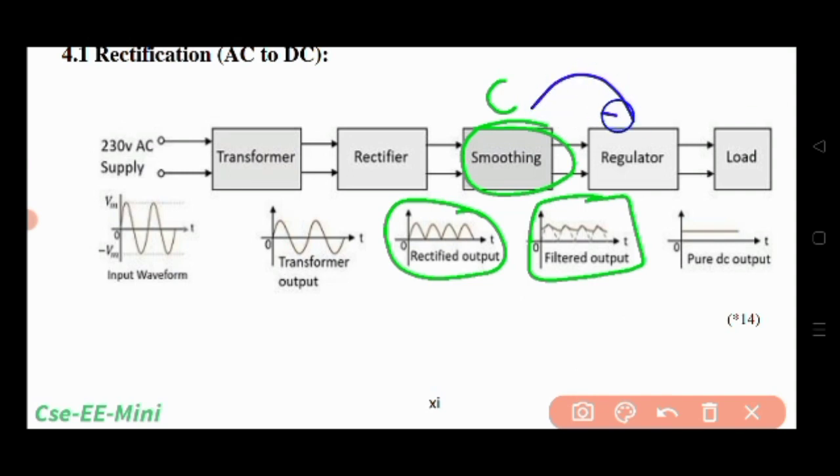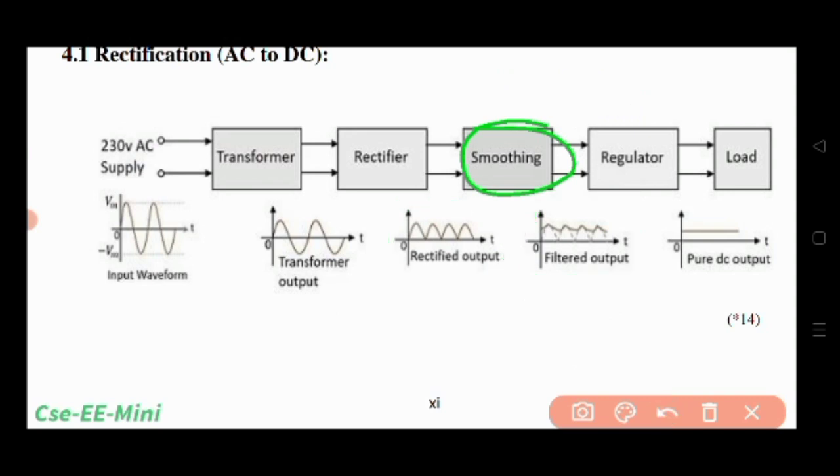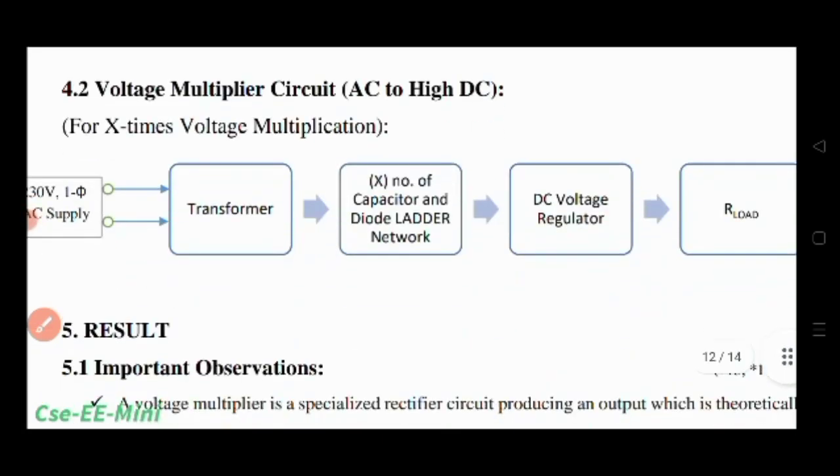Then we will move on to the regulator. The regulator again helps to maintain a constant voltage as the load voltage is used. So this is the block diagram for the rectification from AC to DC. Now let us move to the next block diagram.